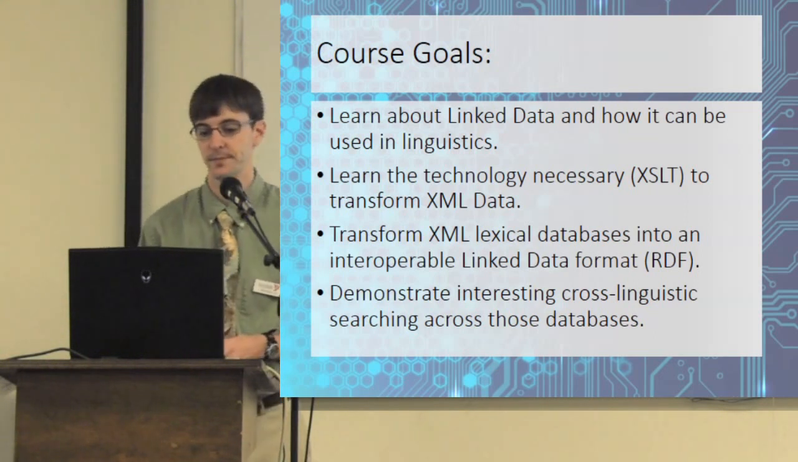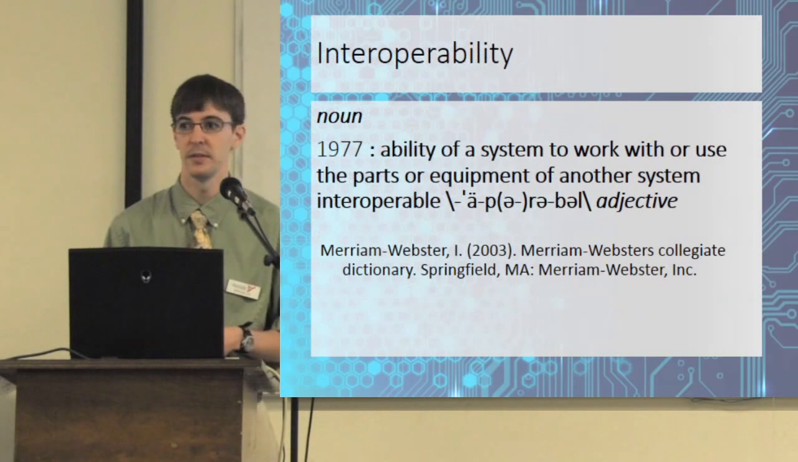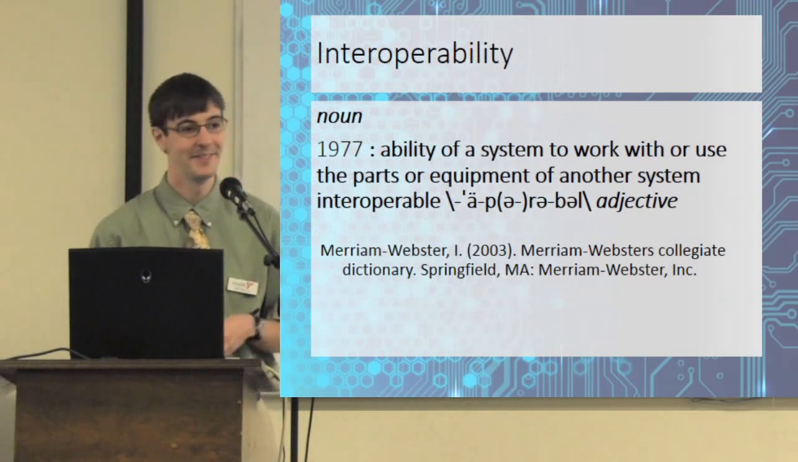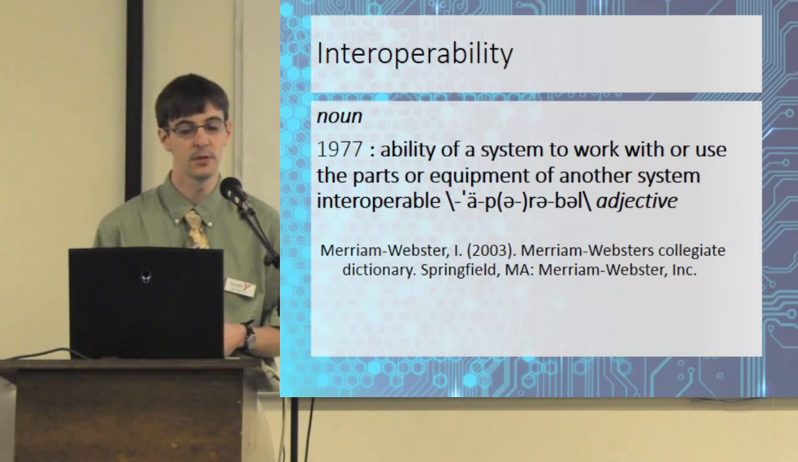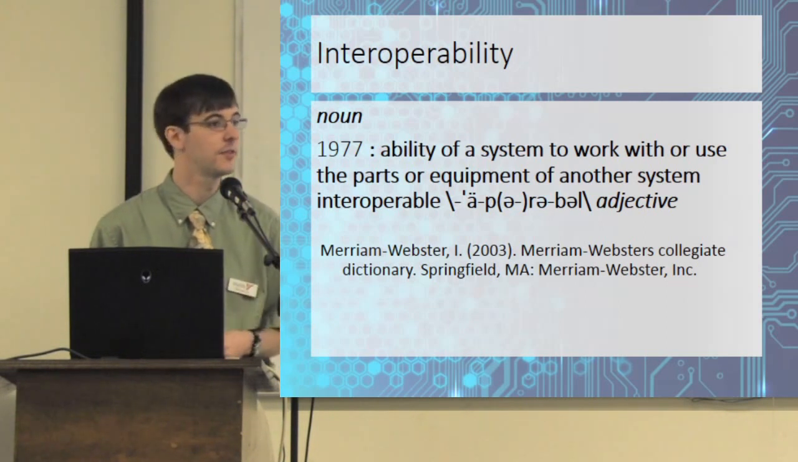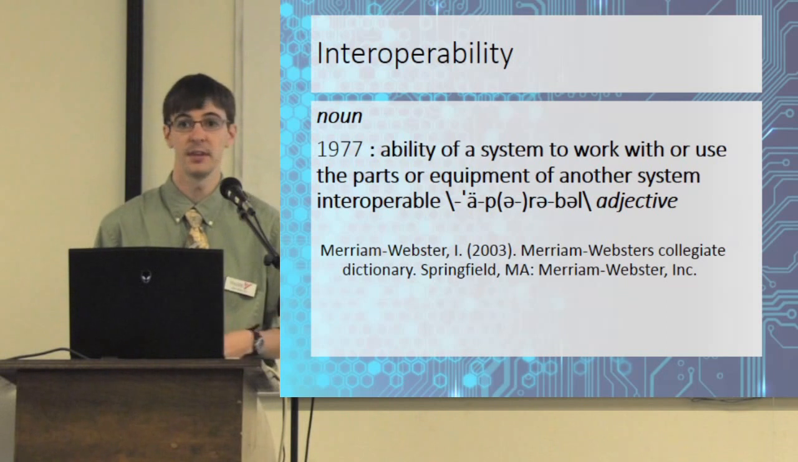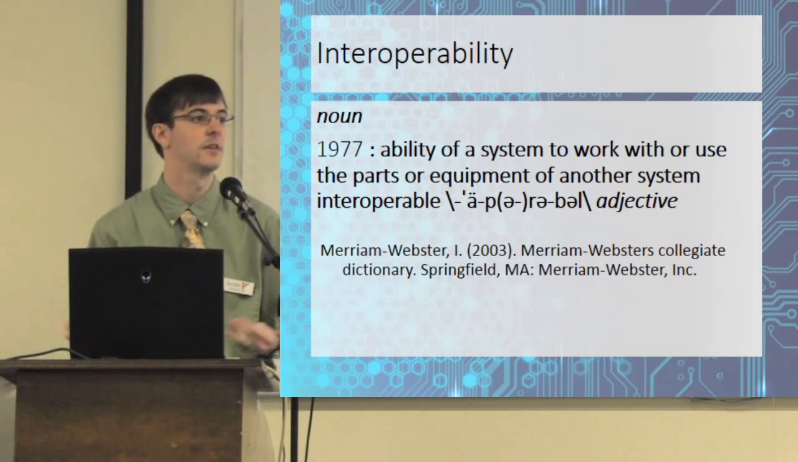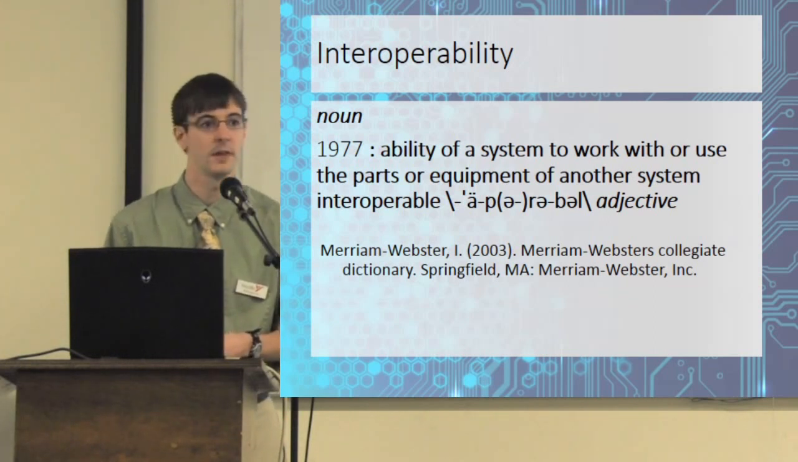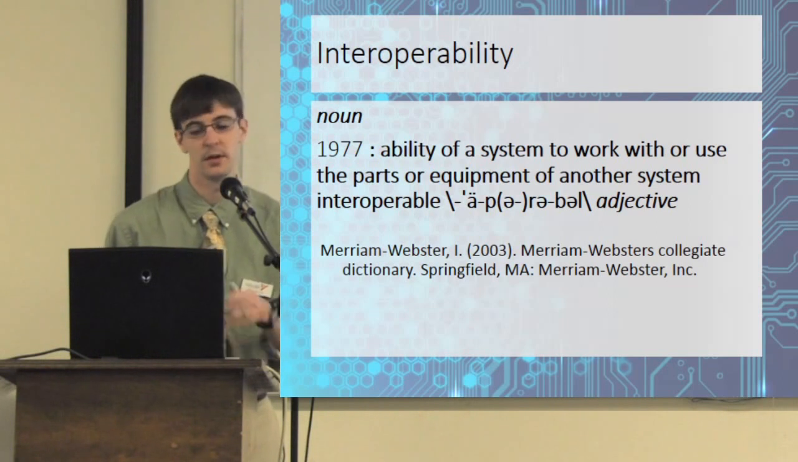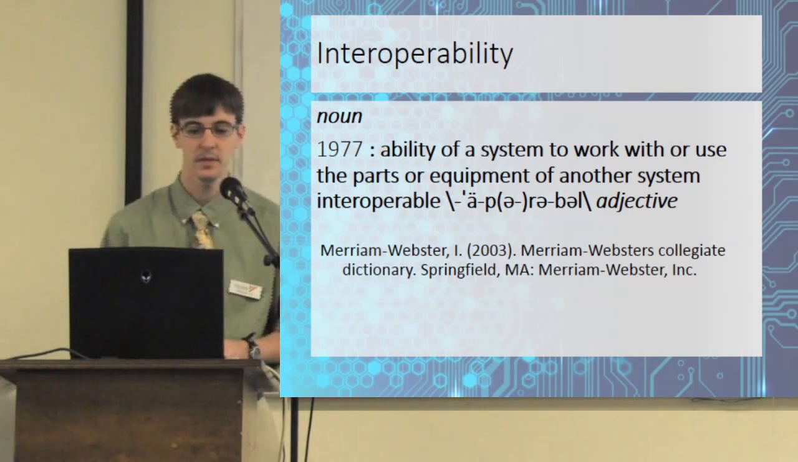Those are my goals. Interoperability, which apparently Pete has a problem with this word, is the ability of a system to work with or use the parts or equipment of another system, and the adjective is interoperable. So in this case, I'm having Flex dictionaries interoperable with other Flex dictionaries. Eventually, later, other things could be moved into that fold so that they're interoperable as well. We'll talk about that a little bit later.